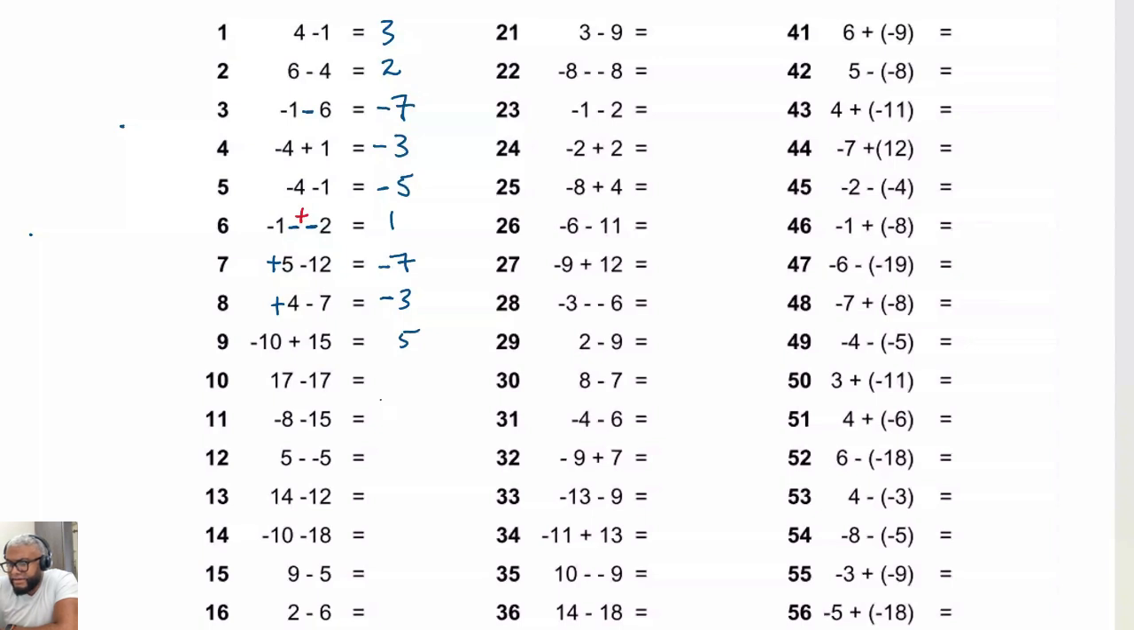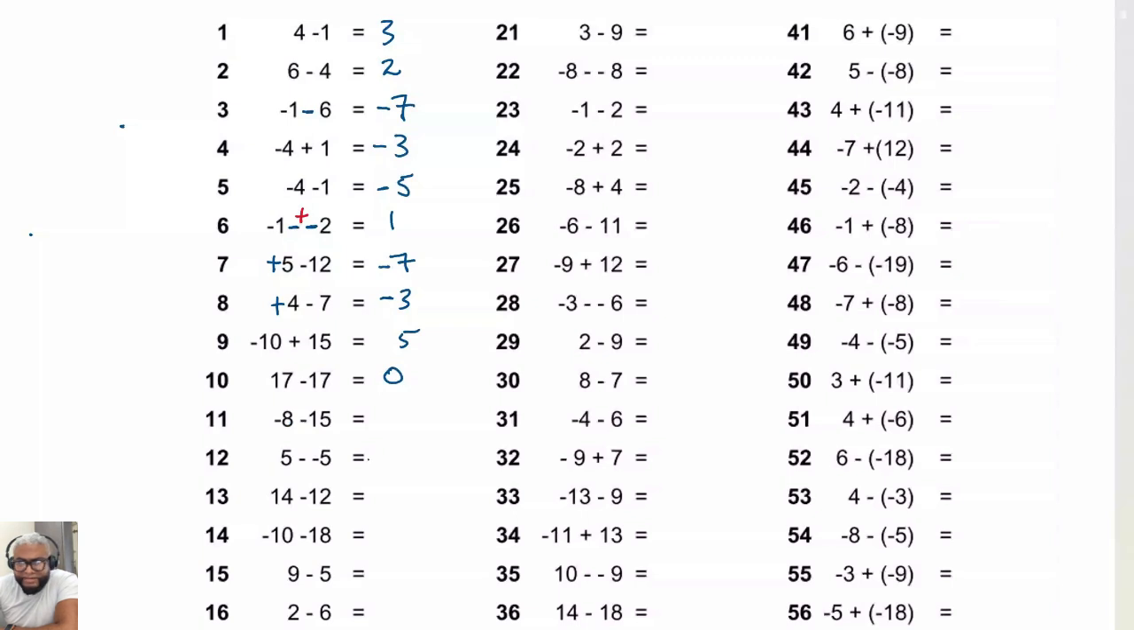Alex. Yes. 17 minus 17 will give me what? It's nothing, like plus 0. It says 0, right? But correct, 0. Okay? Right. Let me go to Makai.